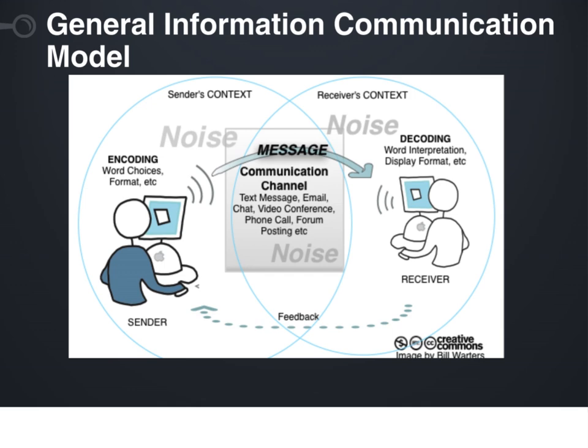Communication begins with the sender. The sender is the person or source that wants to share information. Before sending the message, the sender goes through a process called encoding. Encoding means choosing the right words, format, or style to express the message clearly. For example, the sender decides whether to use simple language, images, or short messages.